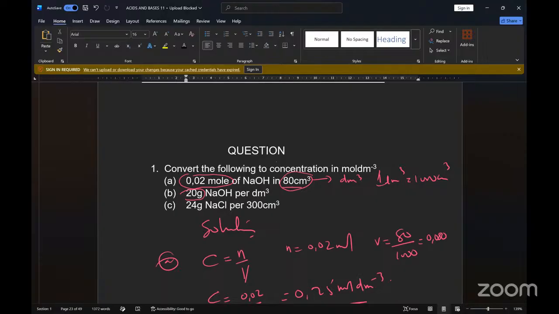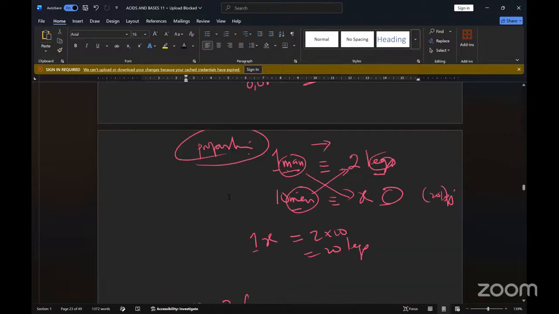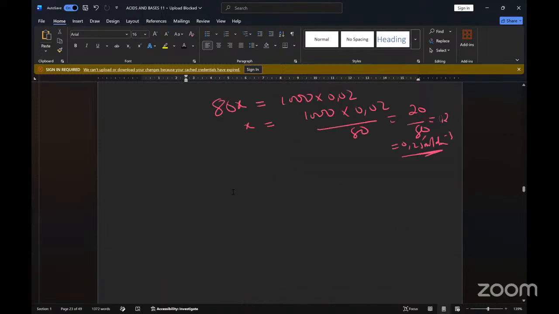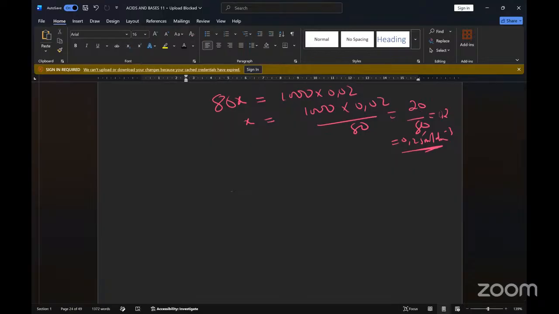You have to change this one into number of moles, because concentration is number of moles over volume. This is mass, so this one has to be changed to number of moles. So we come to B, and under B, we'll say the number of moles of sodium hydroxide is equal to the mass over molar mass, okay?